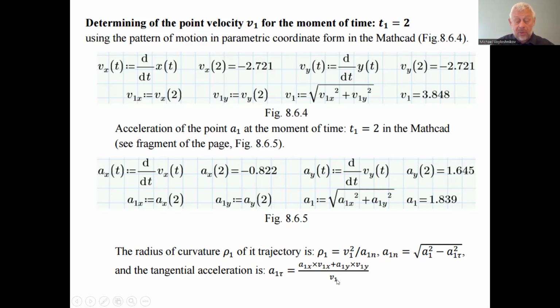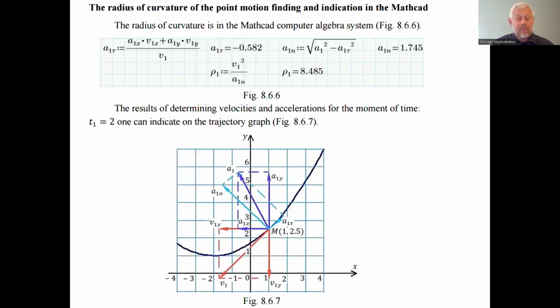And we divide by the magnitude of the velocity, and we can find the magnitude of the tangential acceleration. And so a normal acceleration perpendicular to the tangential one, by the Pythagorean theorem: from the hypotenuse, we subtract the magnitude of one leg, tangential, and another leg, normal. So we have to apply the power of second degree, the square root, as a characteristic for the Pythagorean theorem. So this we can do in Mathcad.